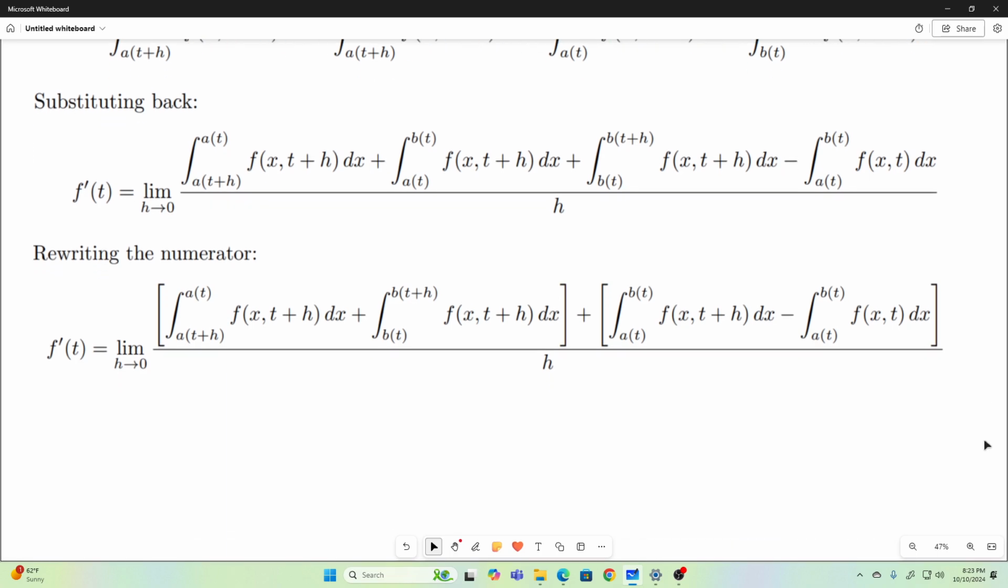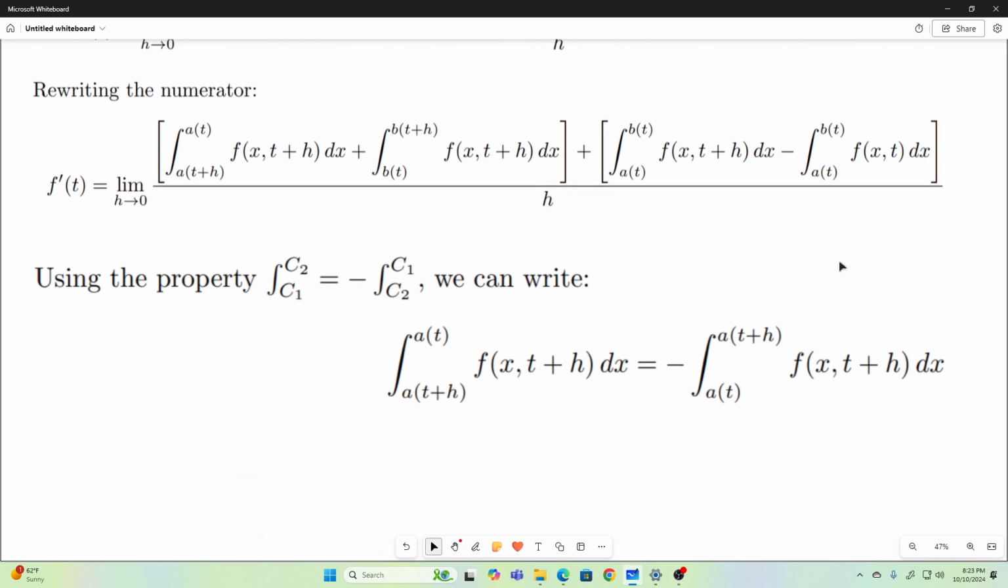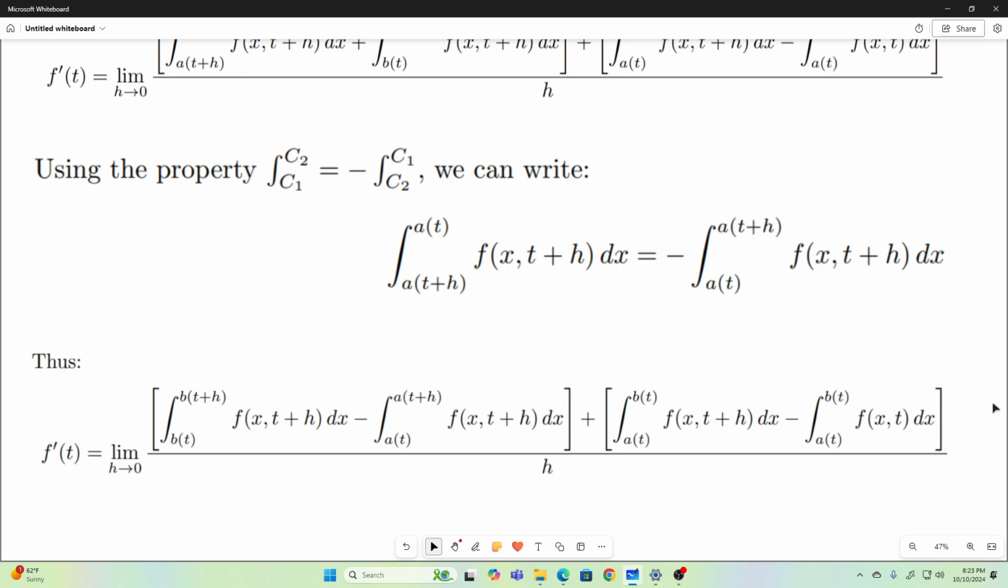That's nothing special there. All right, so now we're going to use this property that the integral from C1 to C2 is equal to negative integral C2 to C1. So we can write this like this, and that's exactly what we'll do. And we will replace it in our definition for f prime of t. So now we have this.